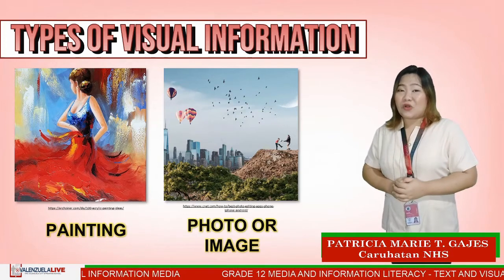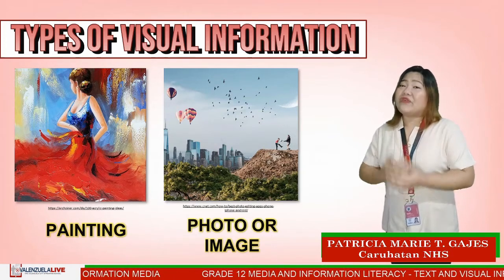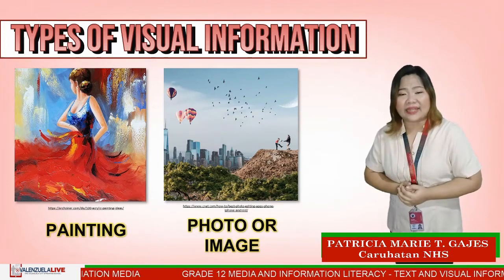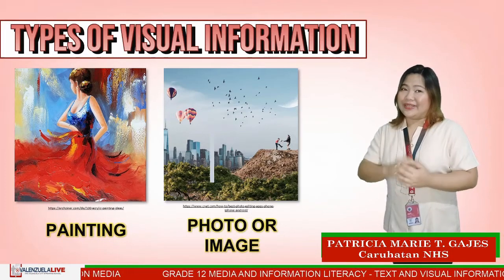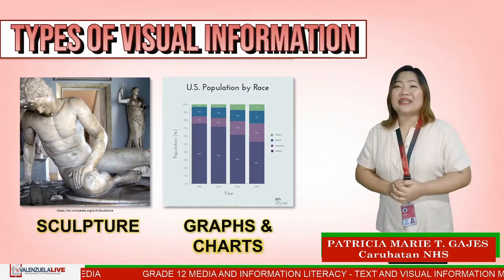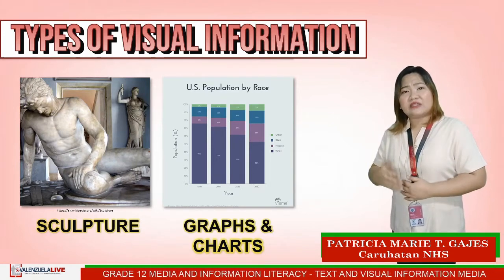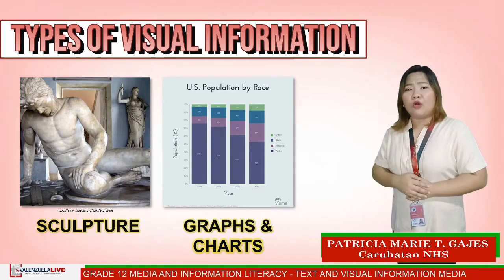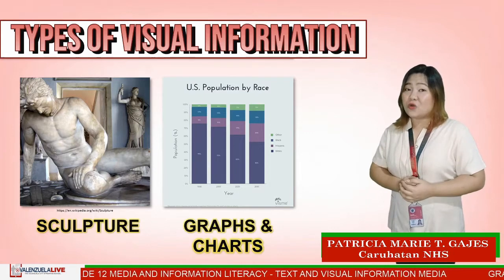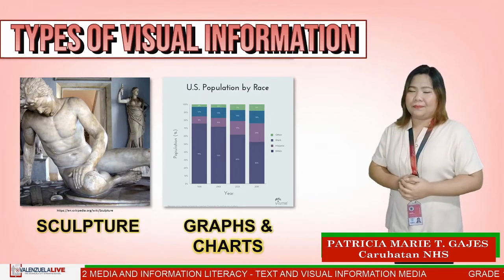It can tell a story or even let the viewer feel the emotions by just looking at it. Third, a sculpture is a three-dimensional artwork that can be made using clay, stone, metal, or other materials that shows a replica of the model.